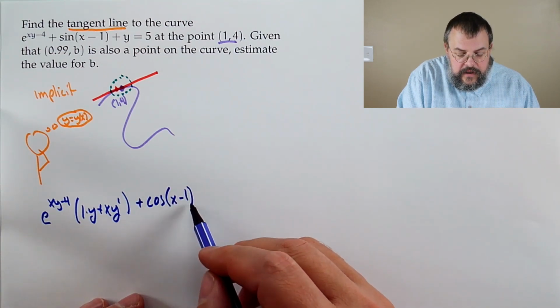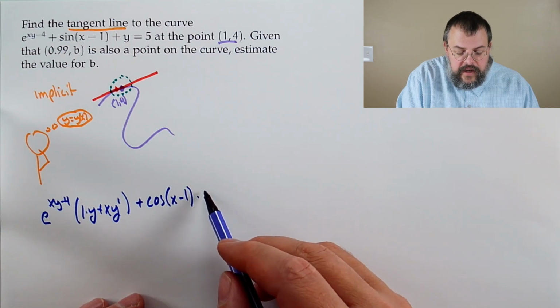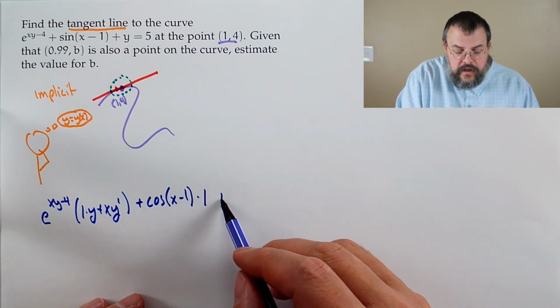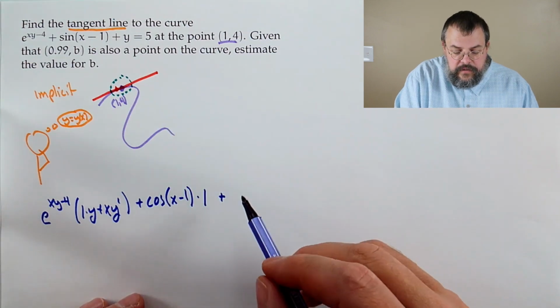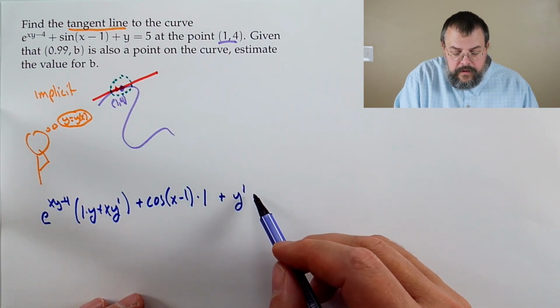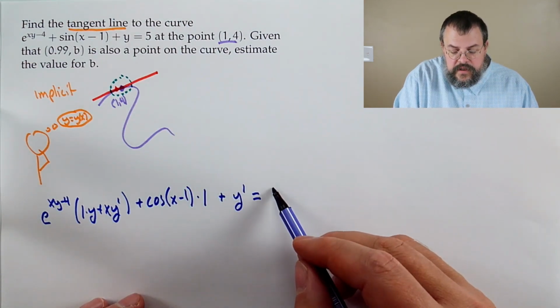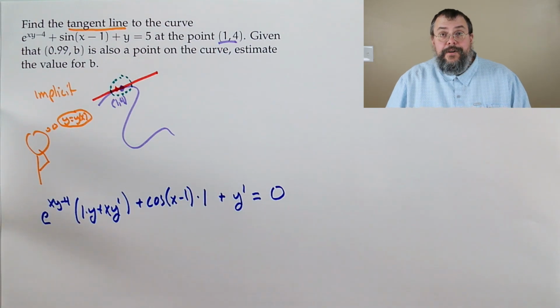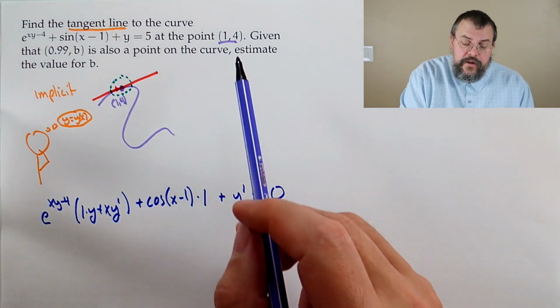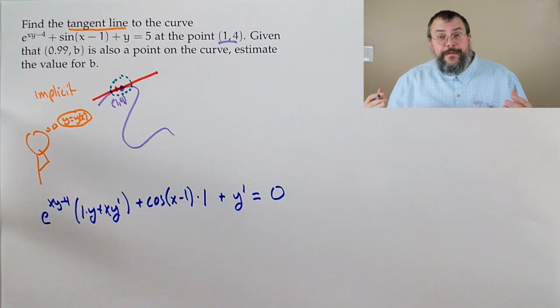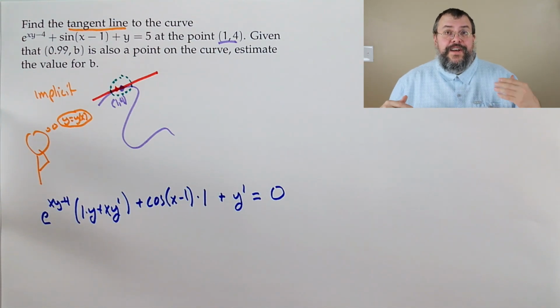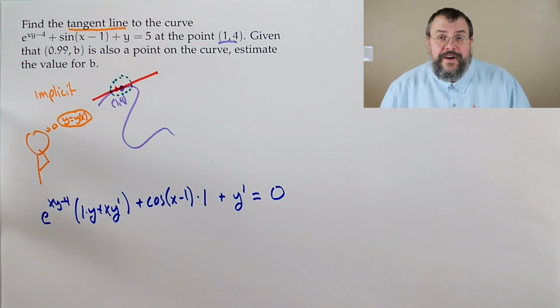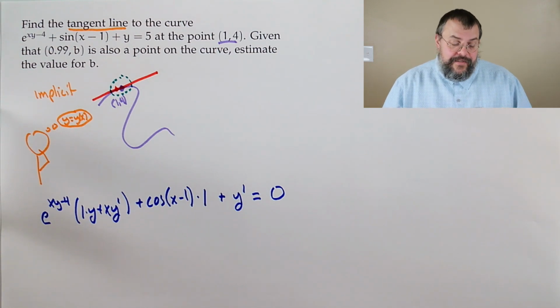Leave the inside alone, times the derivative of the inside with respect to x, which is 1, plus the derivative of y, that's y prime, dy dx, equals 0. Now we plug in our point, (1, 4). We could solve for y prime, but that's more work. Evaluate and simplify, instead of simplify, then evaluate.